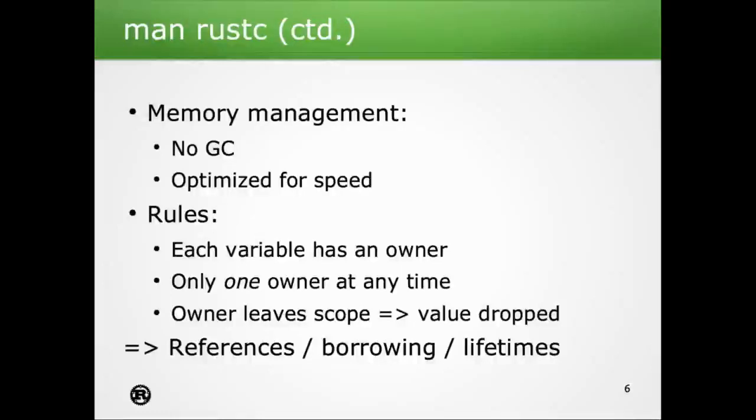Meaning that, for example, if you want to pass a value to a function, especially if you want to modify the variable, something that is known as passing by reference in programming languages, the ownership changes in Rust, meaning that essentially you borrow the variable from the caller.